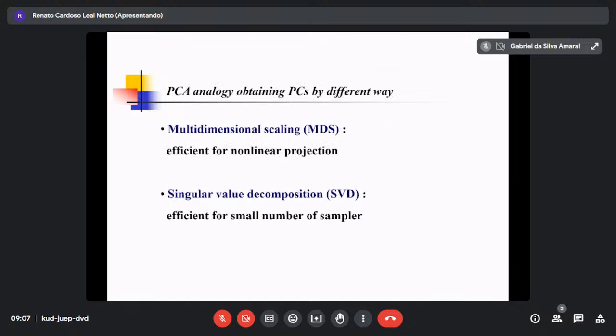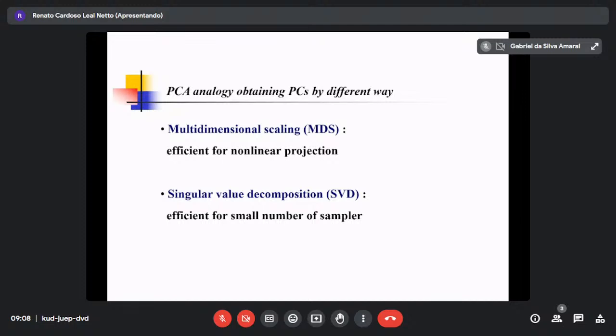Now, there is a variation of principal component analysis. It's not PLS modeling. The variation is multi-dimensional scaling or singular value decomposition. Have you heard about this one? This one is kind of an alternative or a variation of principal component analysis. Like in cases where we have a very small number of samples, to solve this one, maybe you can use the singular value decomposition method.